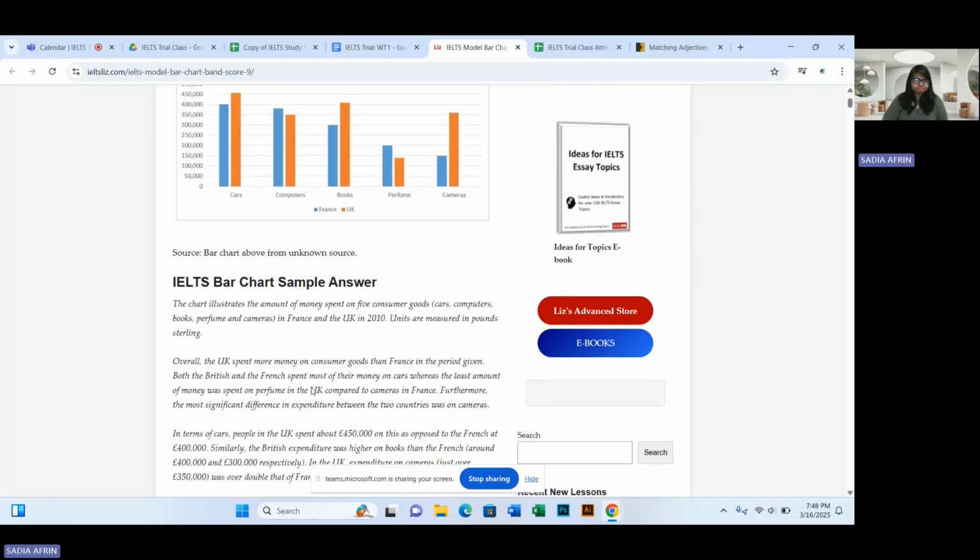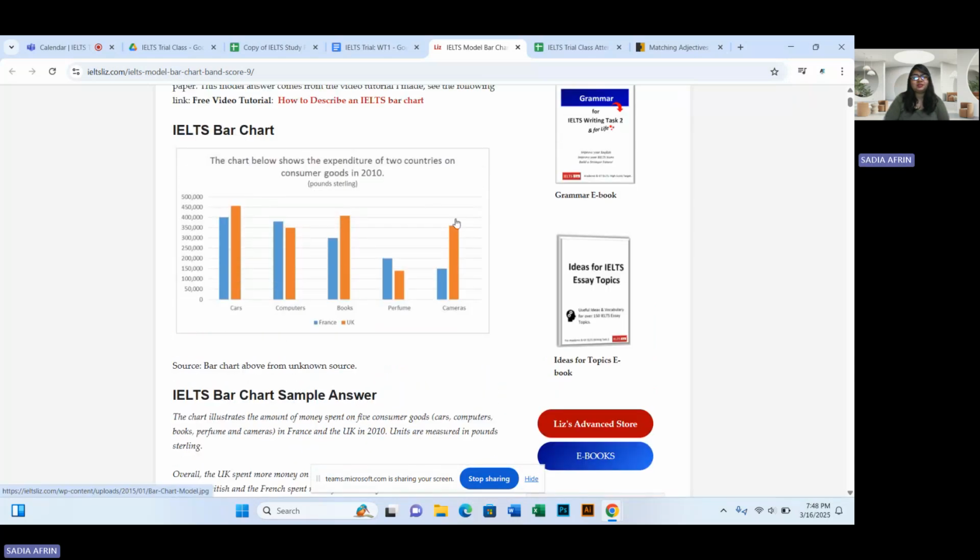Okay, so next line, after just putting that overview in one sentence of what's happening overall, we have mentioned it in the first line of the overview para. Later on, tell them the biggest similarity and the biggest difference, to explain the overall scenario. Both the British and the French spent most of their money on cars, whereas the least amount of money was spent on perfume in the UK compared to cameras in France. Furthermore, the most significant difference in expenditure between the two countries was on cameras.